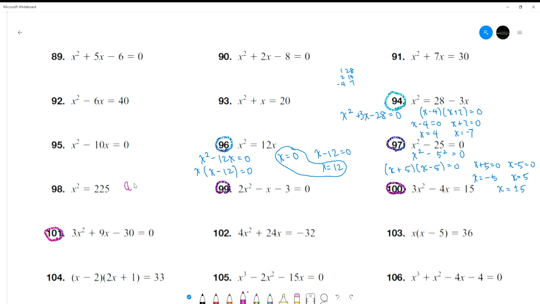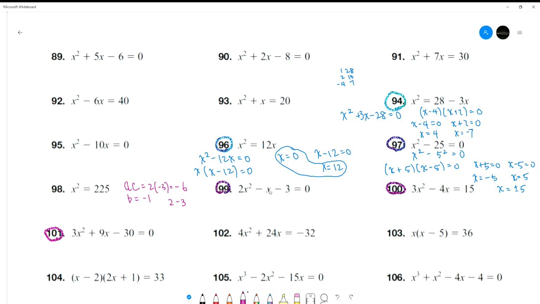So AC, I'll do that on the left here, is 2 times negative 3 equals negative 6. And we have to find the factors of AC that add up to b equals negative 1. So that means we have two numbers, right? One is positive, one is negative. Since b is negative, the larger factor is negative, right? So already I can see that 2 times negative 3 equals negative 6, and 2 minus 3 equals negative 1, right?